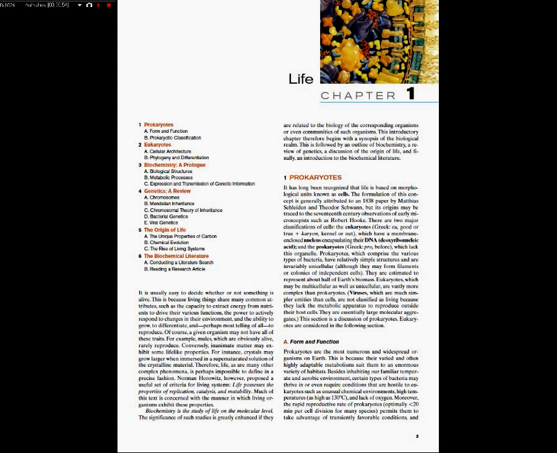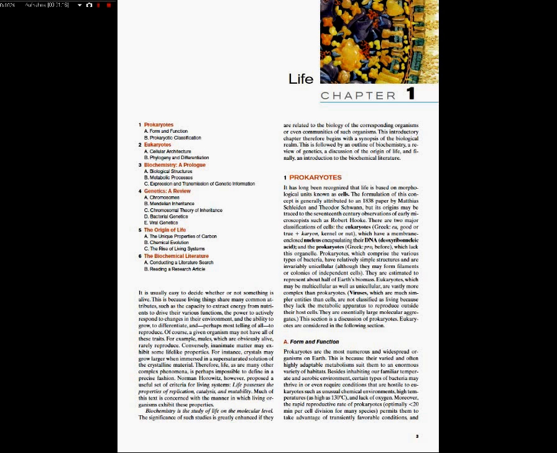Norman Horowitz, however, proposed a useful set of criteria for living systems. Life possesses the properties of replication, catalysis, and mutability. Much of this text is concerned with the manner in which living organisms exhibit these properties.